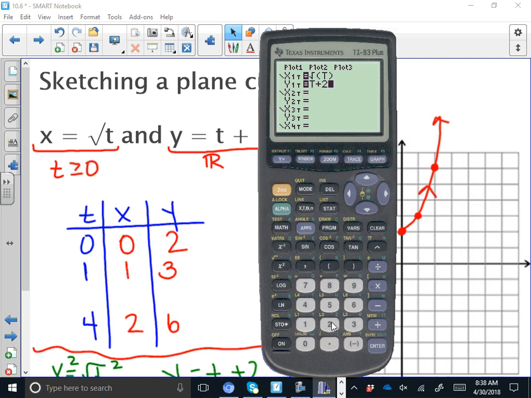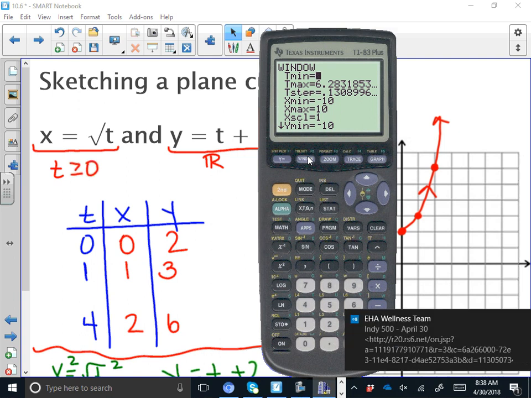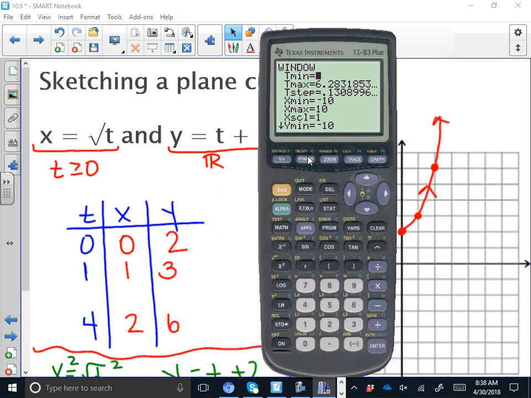But I want everybody to watch my calculator. Are you watching? You see how it draws it? What do you think that corresponds with? The direction, yeah. Your calculator is going to draw it in that order. Now, I will say that if you go to window, it does have T beginning at 0 and T stopping at 6. So if you don't get the full picture, you're going to have to make T max a larger number.